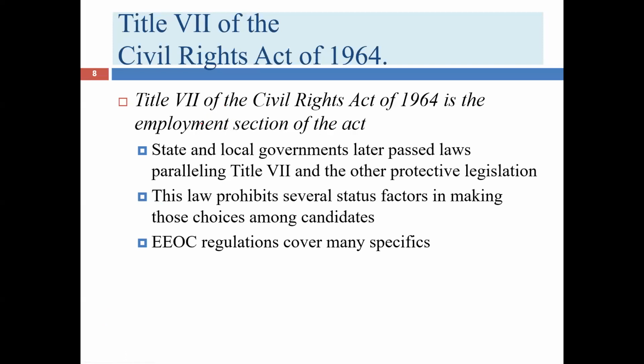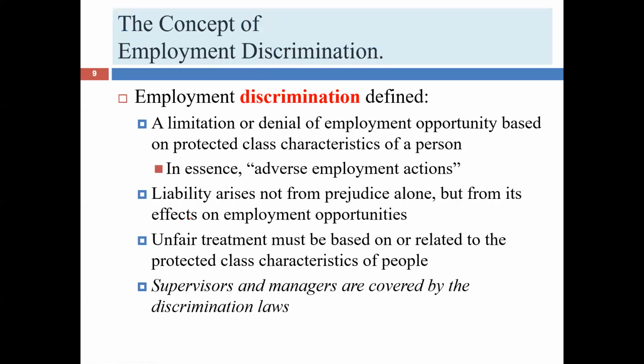So Title VII is the employment section of the Civil Rights Act of 1964. So let's look at what discrimination is. You can see this term is in red, so you're going to want to pay a little bit more attention to this section. What is discrimination in the context of employment? It's a limitation or denial of an employment opportunity based upon a protected class characteristic of a person. And I think it's important to pause and to consider that we discriminate all the time. Discrimination is not an inherently bad thing.